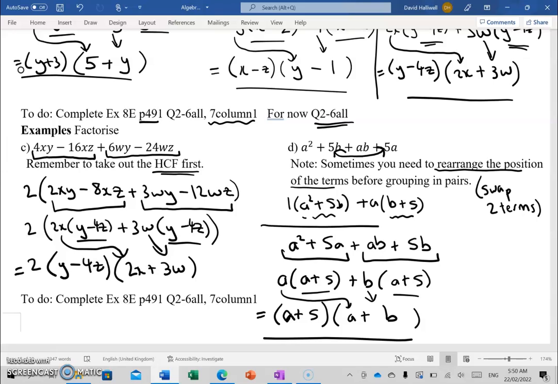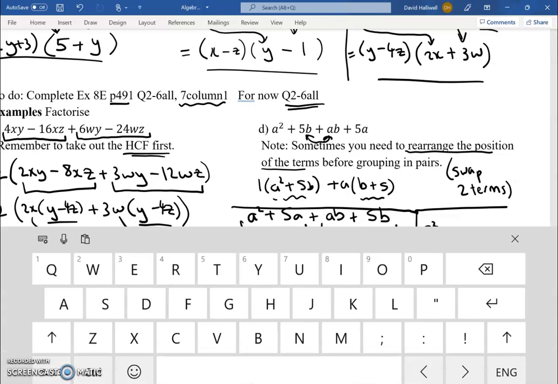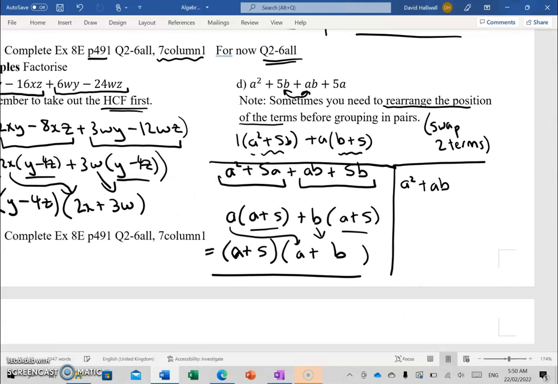Okay, so you might be wondering, Sir swapped the second and the 4th term. What would happen if Sir swapped, say, the 2nd and the 3rd term? Let's have a look. Let's try it again. I'm interested as well. So a squared plus ab plus 5b plus 5a. Okay, so let's group in pairs. Take out an a for the first one, a plus b. For the second one I can take out a 5, I'll get b plus a.